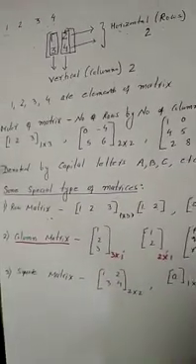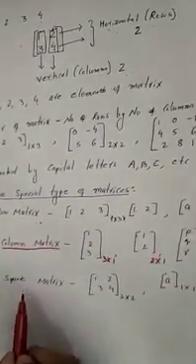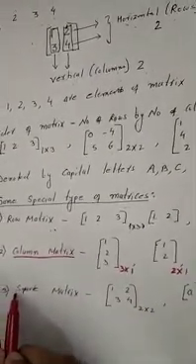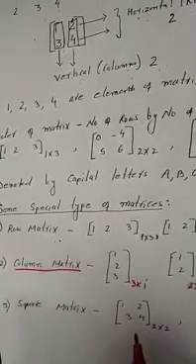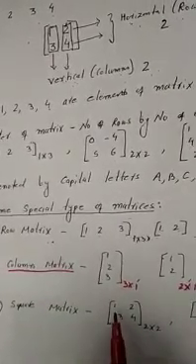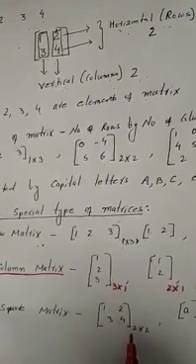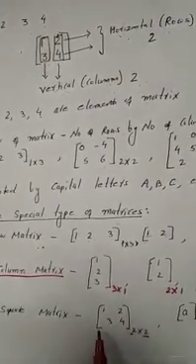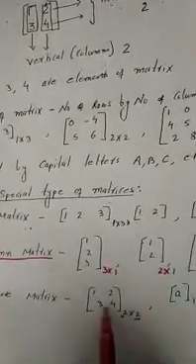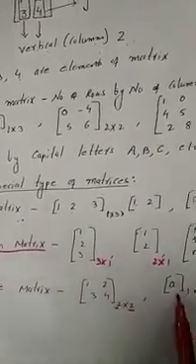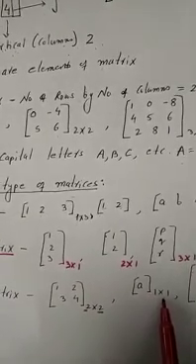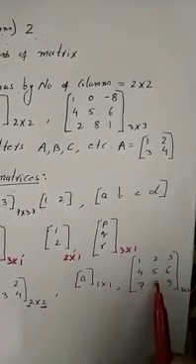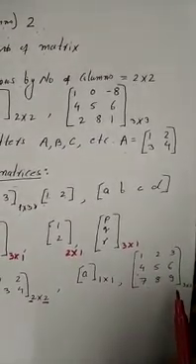Now next is called the square matrix. As you know the meaning of square in geometry, the square means all sides are equal. In the same way in a matrix also, if the number of rows and the number of columns are the same, it is called the square matrix. Here we have 2 rows and 2 columns, so this is a square matrix. Here we have 1 row and 1 column, this is also a square matrix. Here we have 3 rows and 3 columns, so this is also a square matrix.